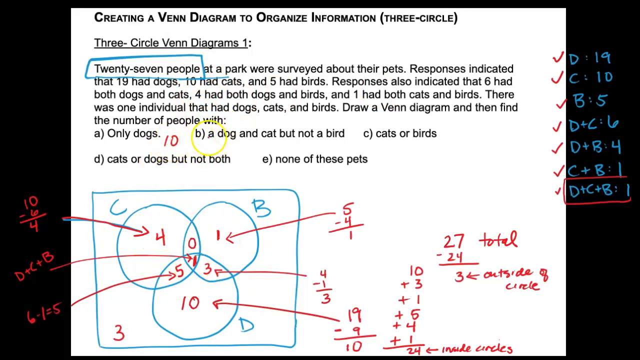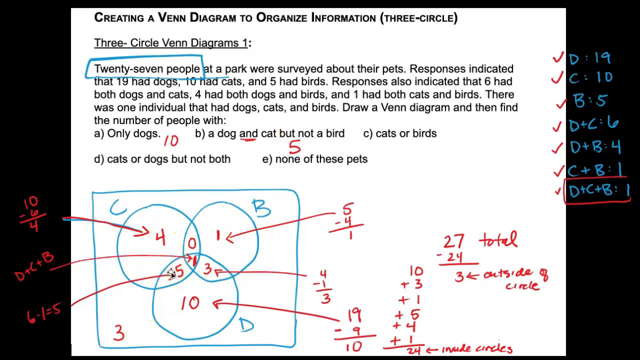And B asks us how many people had a dog and a cat but not a bird. So dog and a cat but not a bird. That means we're looking at where the dog and the cat circle come together, which is right here, but I'm not going to touch the bird circle. So I'm not going to include this 1, because that would be a part of the bird circle. So there were 5 people that had a dog and a cat but not a bird.